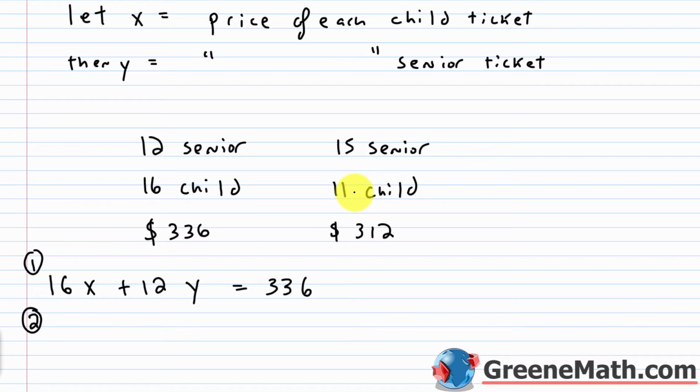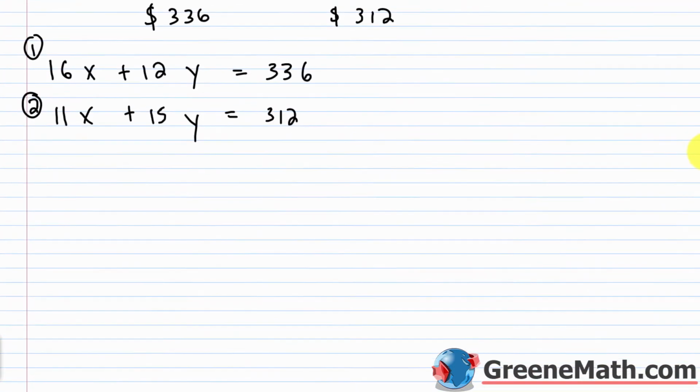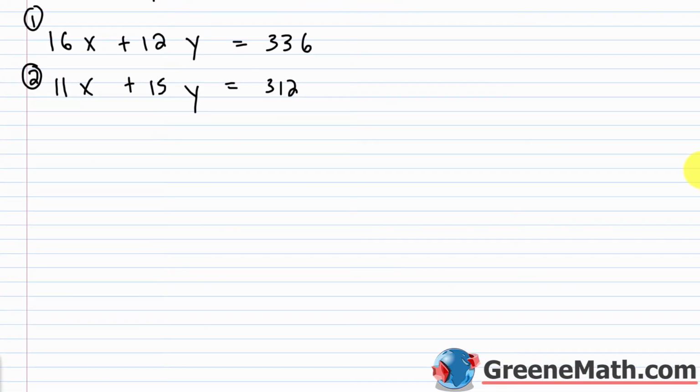So for child tickets, it's 11 that we sold times X dollars a piece. Plus, for senior tickets, it's 15 sold times Y dollars a piece. And this equals 312. All right, so let's go through this real quick just so everybody understands what's going on. This 16 and this 11 here, that's how many we sold. So that's a quantity. The X represents the price per ticket.